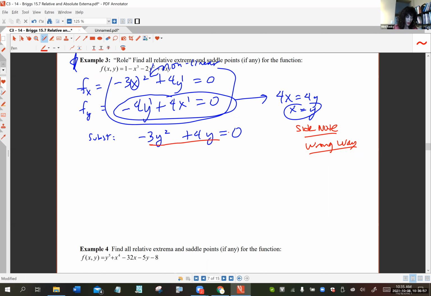So I've seen students go, oh, hey, I'm going to add 3y squared to both sides. Oh, hey, I'm going to divide both sides by y. That's illegal right there.